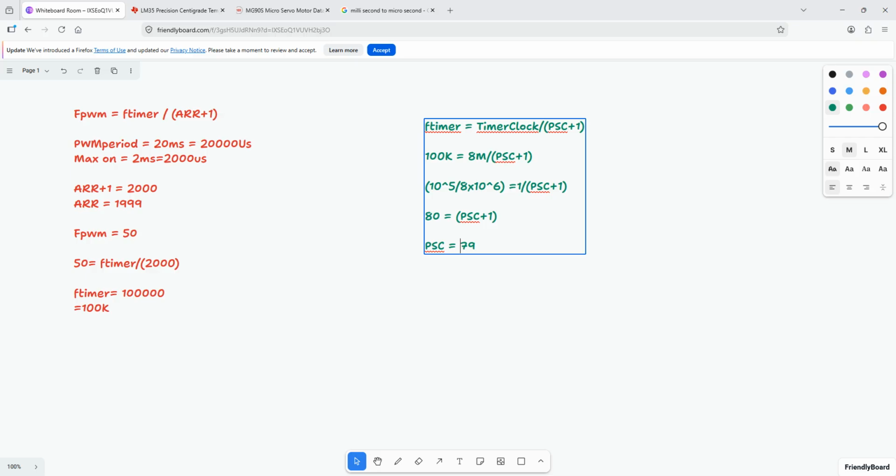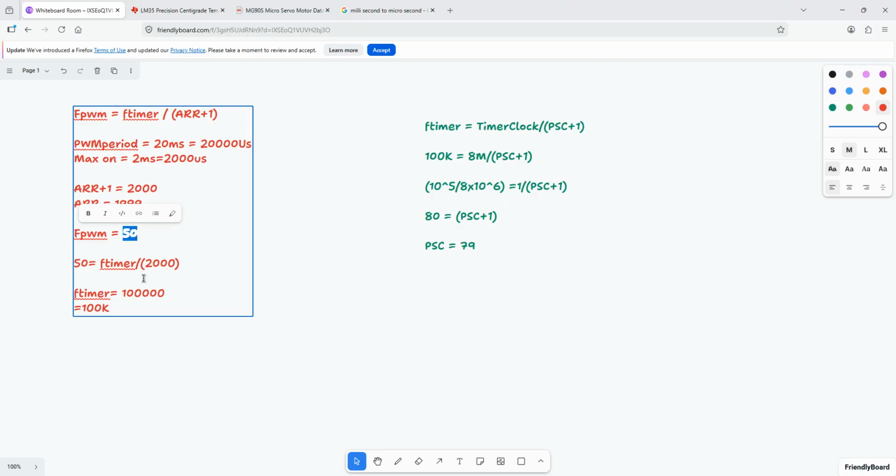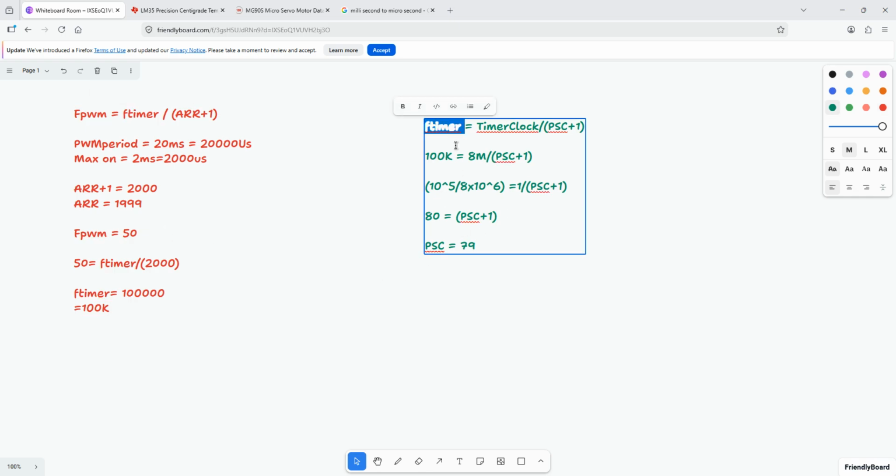We did a little bit of reverse calculation here, because we had the 50 hertz frequency. From that we calculated with our max on time, and according to that we calculated our ARR. From ARR we calculated our F_timer frequency, and from F_timer we calculated the prescaler value. This is how you have to do the calculations for PWM for a servo. Why did we use 50 hertz? Because it was mentioned in the data sheet only. In the next session, we are going to put these values in our configuration.